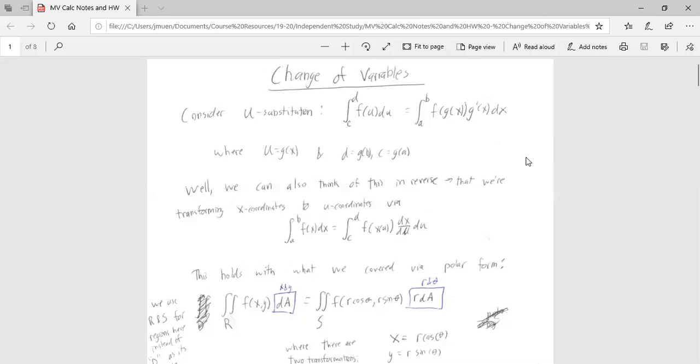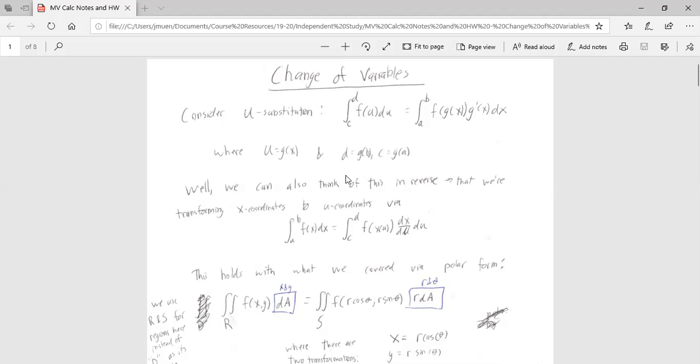But first, let's look at this, because this is taking that idea of what we did with polar form and extending it to any transformation. First off, we're going to introduce this by just considering a u substitution. We know that f of g of x times g prime of x dx evaluated from a to b is the same thing as evaluating f of u du from c to d, where d is equal to g of b, c is equal to g of a, and u is g of x.